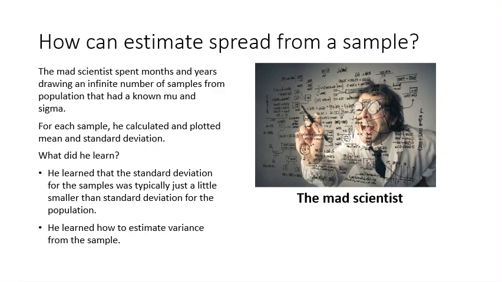Imagine our mad scientist who spent months and years drawing an infinite number of samples from a population that had a known mu and sigma. For each sample, he calculated and plotted the mean and standard deviation. What did he learn? He learned that the standard deviation was typically just a little smaller than the standard deviation for the actual population. So if we estimate the standard deviation based on these samples, it's going to be a little bit narrower. And then he learned what the formula is for estimating variance from the sample.